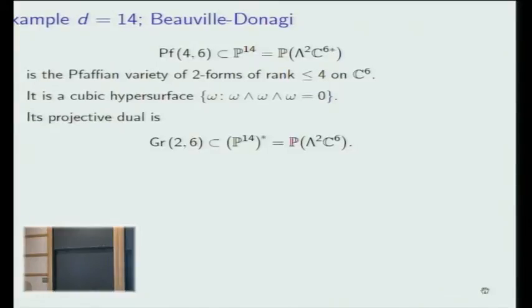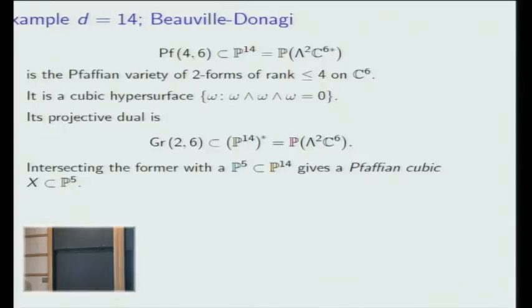So obviously we should intersect it with a P5 to get a cubic fourfold. So we'll do that in a second. And dually to that, instead of taking 2-forms on this 6-dimensional vector space, you can take 2-vectors in this 6-dimensional vector space, these bivectors, and that's where the Grassmannian lies, the Plücker embedding of the Grassmannian. Okay, so there's some duality between this Grassmannian and this Pfaffian cubic.